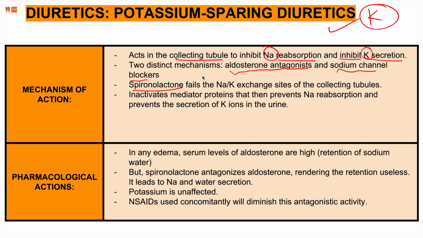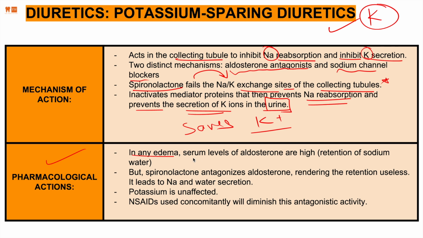Spironolactone, for example, it fails the sodium-potassium exchange sites at the collecting tubules. Therefore, it inactivates the mediator protein that then prevents the sodium reabsorption and prevents the secretion of potassium ions into the urine. So it saves potassium.